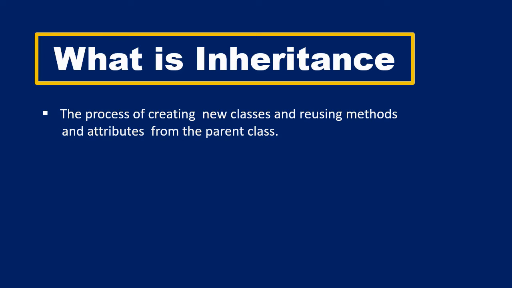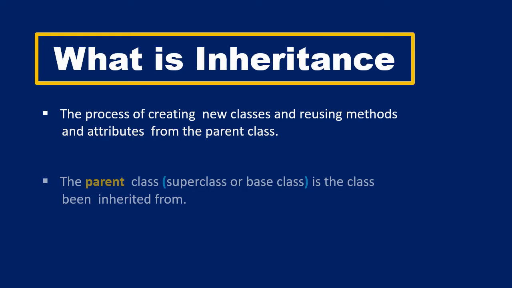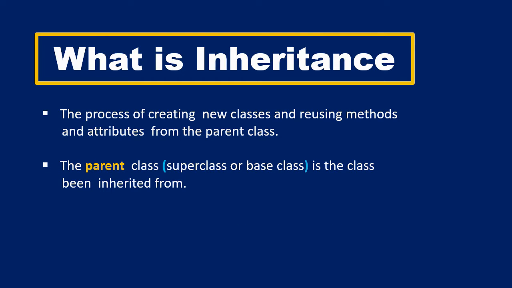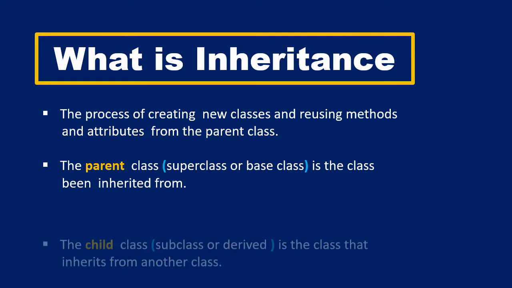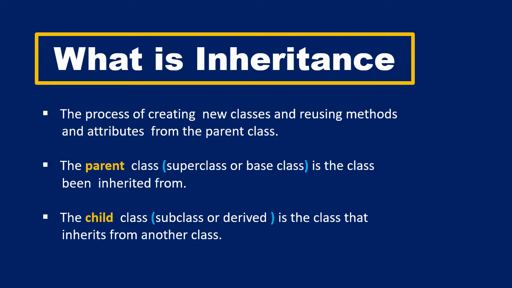The parent class is also called the superclass or the base class. This is the class that is being inherited from. The child class is also called the derived class. This is the class that inherits from the parent class. So it's also referred to as a subclass.